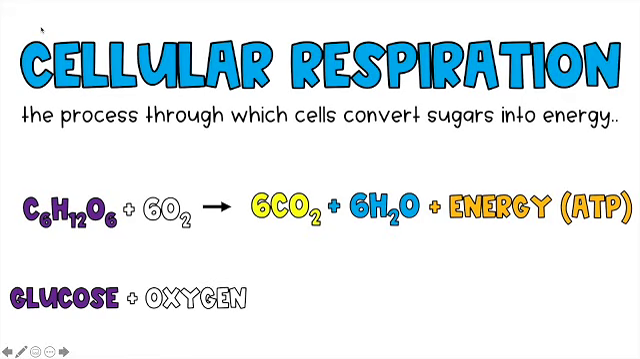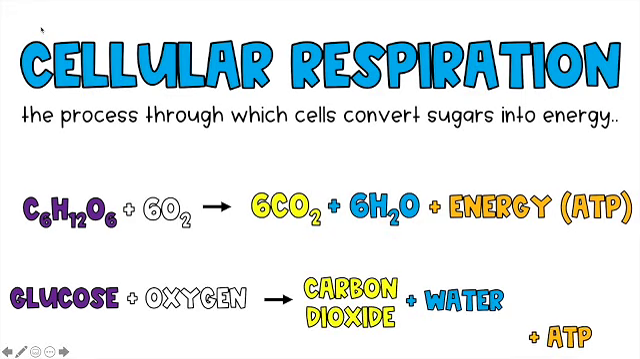We also need oxygen, and we're taking in oxygen through our respiratory system. We're breathing it into our lungs, and that oxygen is allowing us to break down and convert those sugars into energy. So the inputs are sugar and oxygen, and the outputs, what is the end result of cellular respiration? Well, we end up with carbon dioxide, water, and ATP, adenosine triphosphate, which is the energy that our cells are going to use to carry out all those really important processes.